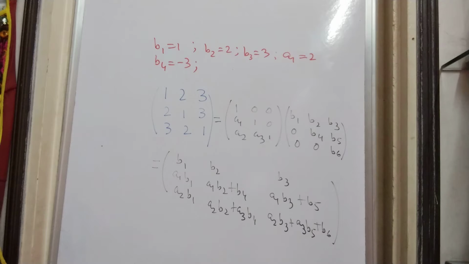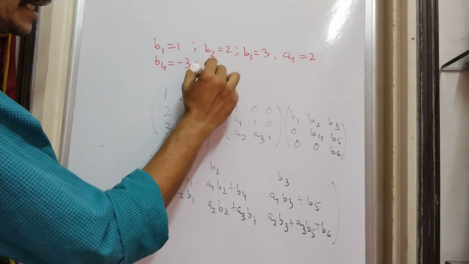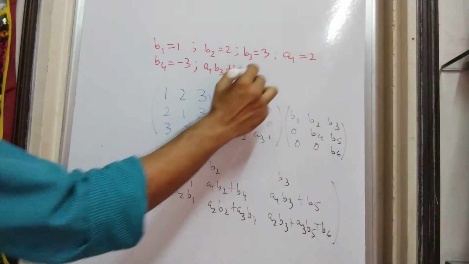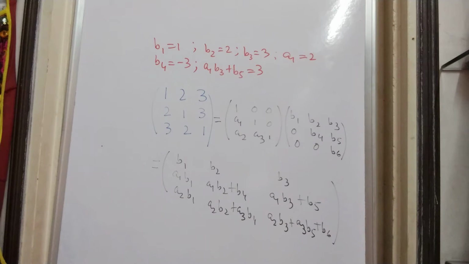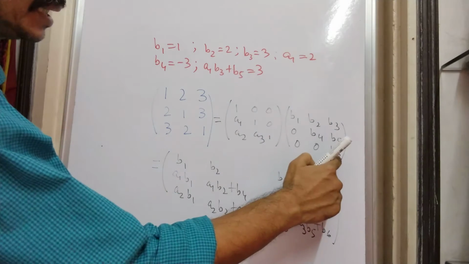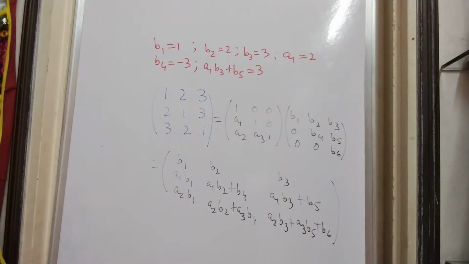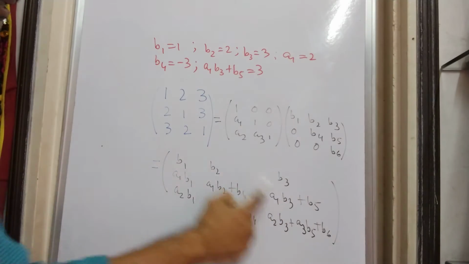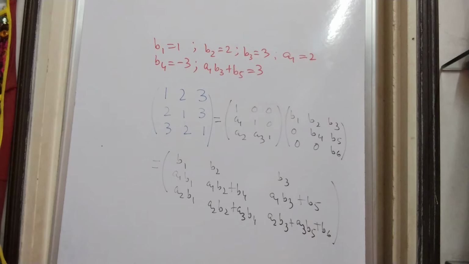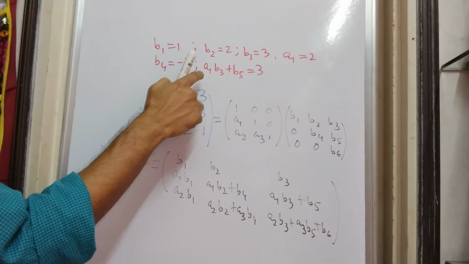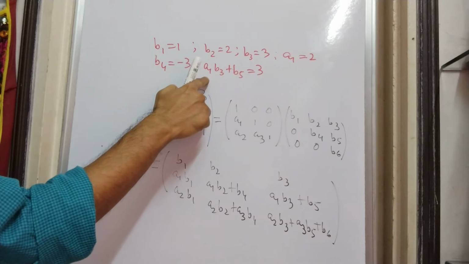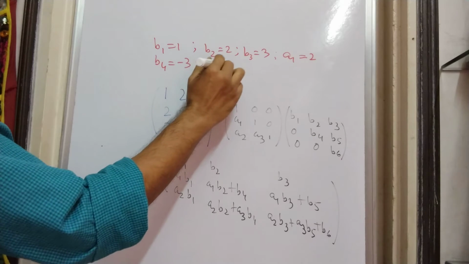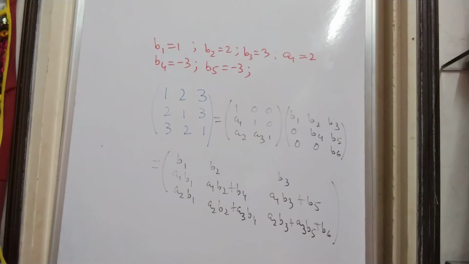Then let us look at A1 B3 plus B5. We get it when we multiply third column with second row, so it is the 2 3 element, A1 B3 plus B5, which is 0. Since B3 is 3 and A1 is 2, B5 is 0 minus 6, so B5 becomes minus 3.